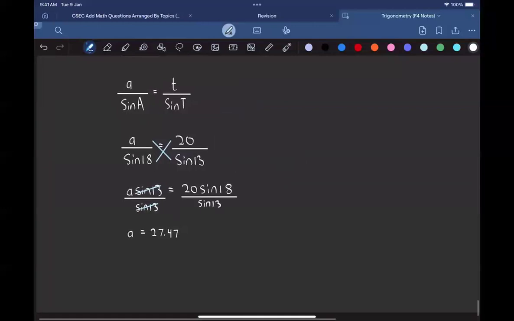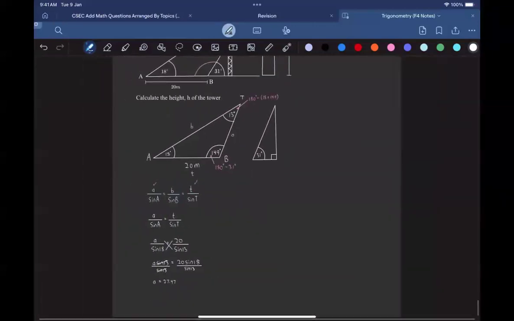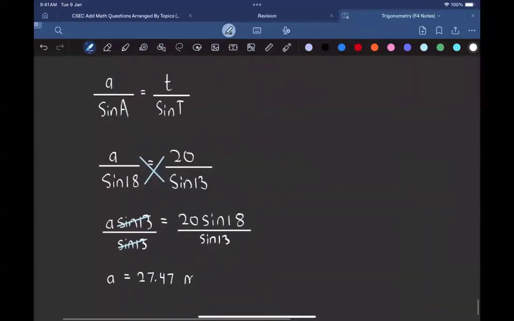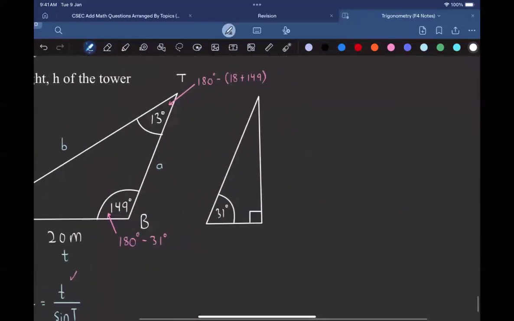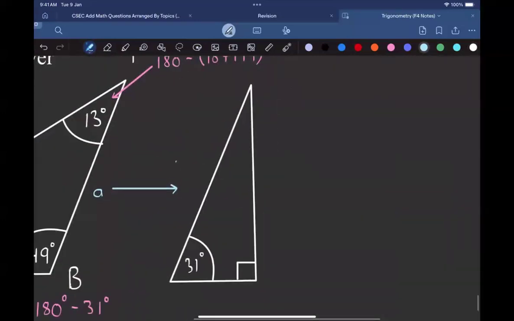Would that be degrees, centimeters, or meters? Meters, right? So here's what happened. Now we know what this length is. We know that this length over here is 27.47.